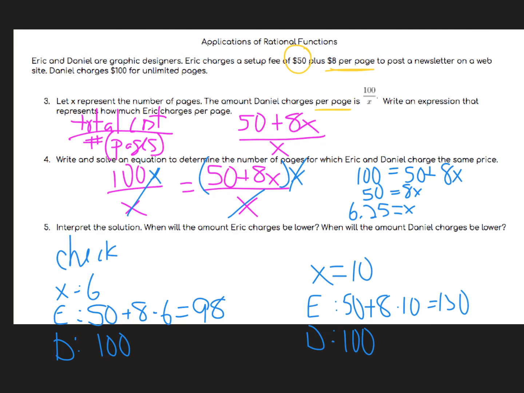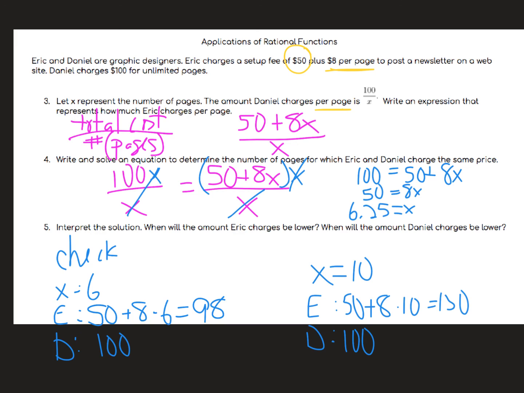So here's my argument. If I need 6 pages or fewer, then I'm going to go with Eric. If I need more than 6 pages, I'm going to go with Daniel, because Daniel is a better cost for me if I'm buying more than 6 pages.